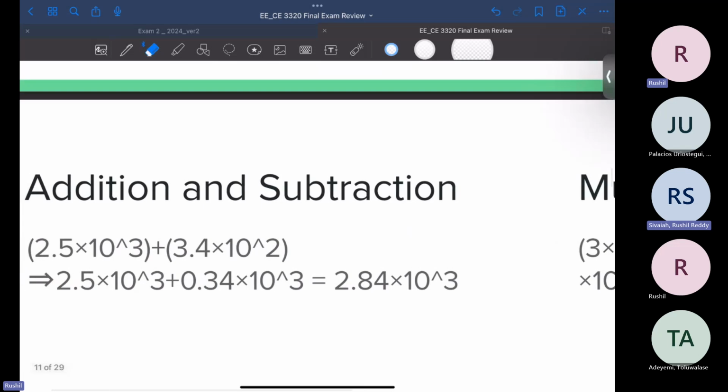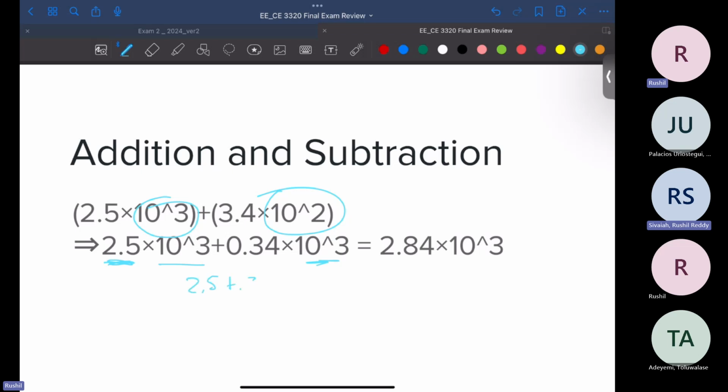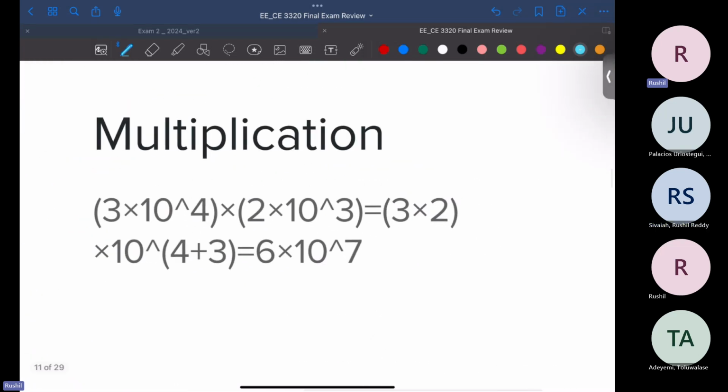For addition and subtraction, they're basically the same thing. The first step you want to do is make sure you get to the same exponent on each. So 10 times whatever. Since this is a 3, we just moved it up to a 3. Then you're going to add these two together and you're just going to leave this the same. So 2.15 plus 0.34 is equal to 2.84 times 10 to the 3. Okay, pretty simple. Next, we'll go to multiplication.